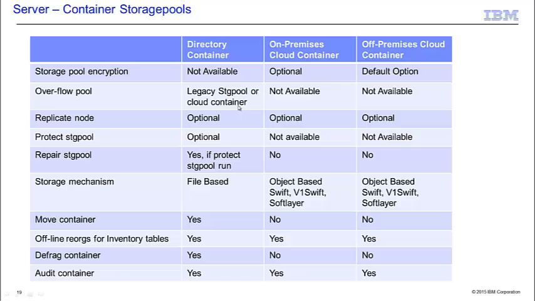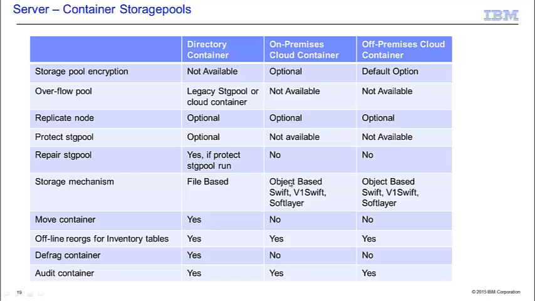Overflow pools, for a directory, that has to be a legacy storage pool or a cloud container. And then for your on-premise and off-premise, we don't have overflow pools. For replicate node, you can utilize those on all of the container storage pools, but the protect storage pool command, which replicates only the data and not the metadata, is only available on the directory containers, as is the repair storage pool command. When we write out to the containers, the directories are file-based versus object-based for our off-premise clouds and our on-premise clouds.